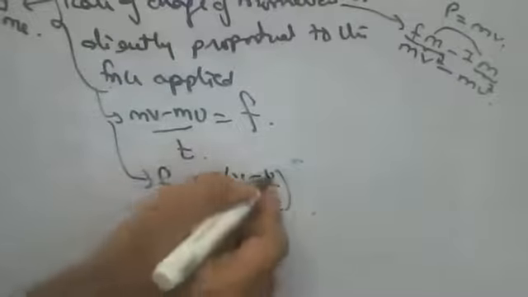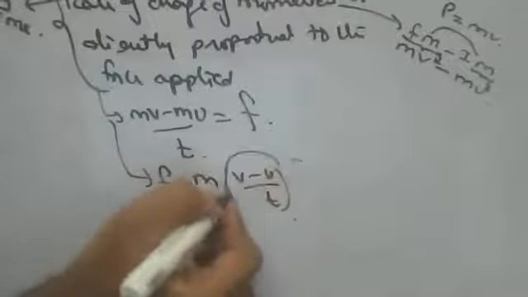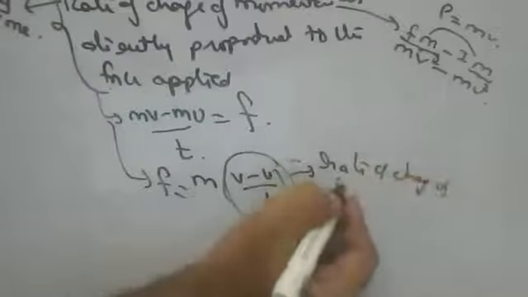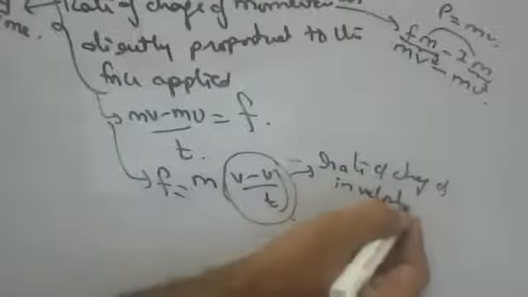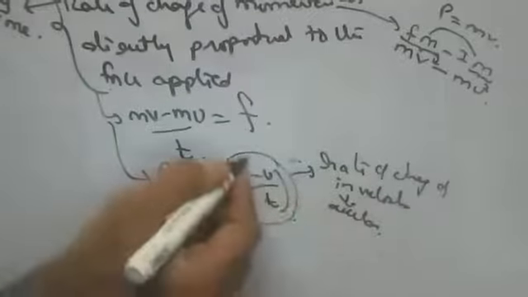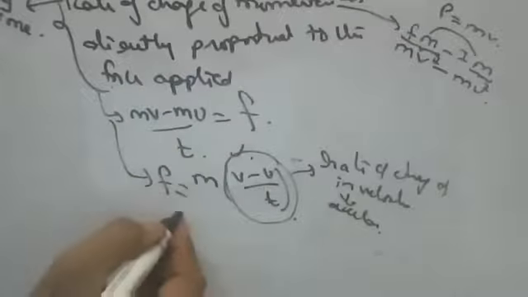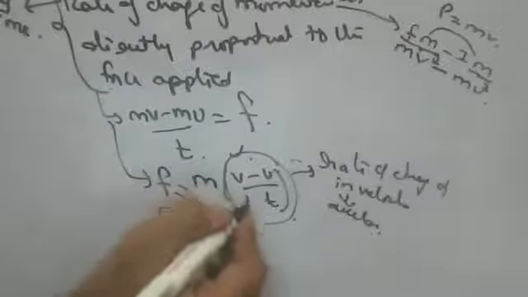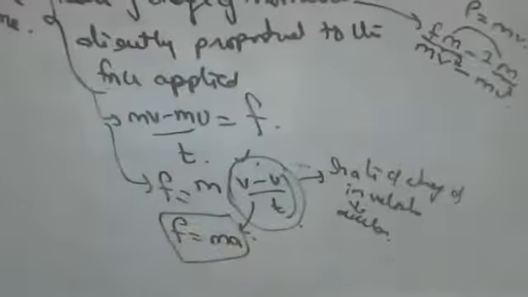What is (v minus u) by t? It is called the rate of change of velocity. Rate of change of velocity is always acceleration. Always try to remember, rate of change of velocity is always acceleration. So F is equal to ma is the formula. This is it. F is equal to ma is the formula.